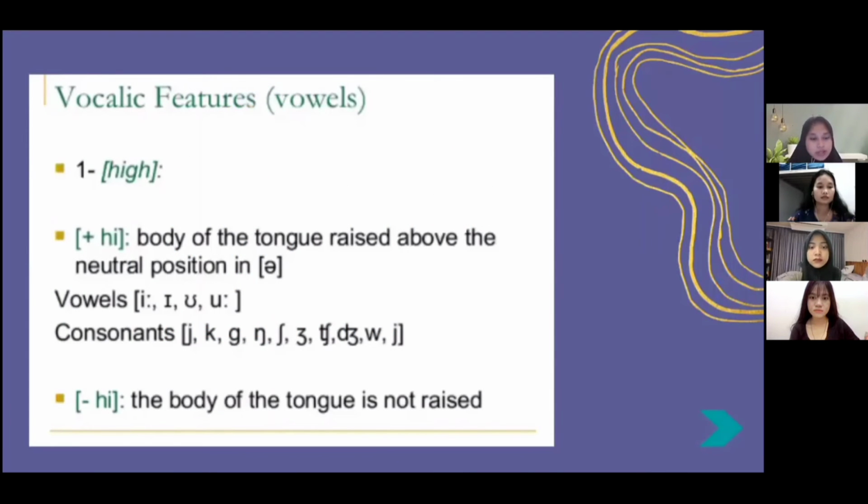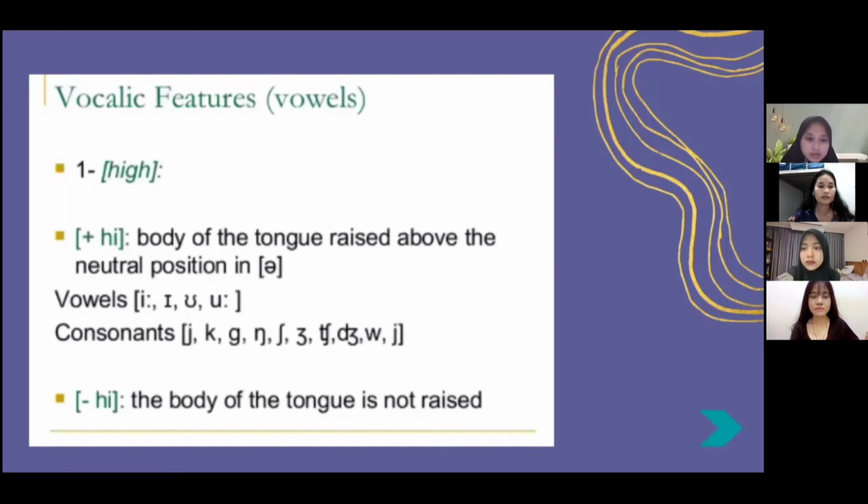Next, vowels. The first one is high. Plus high, body of the tongue raised above the natural position, and the members include vowels and consonants, as you can see on the screen. And minus high, the body of the tongue is not raised.